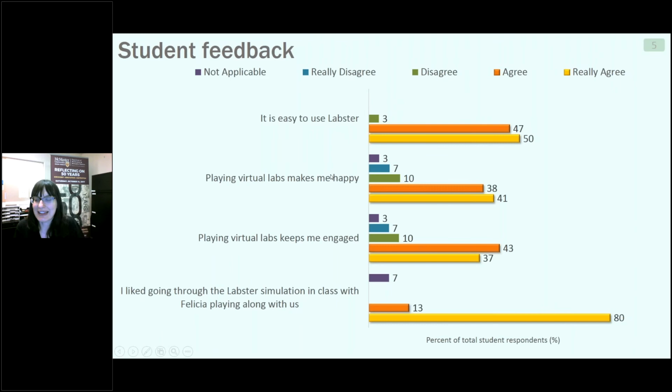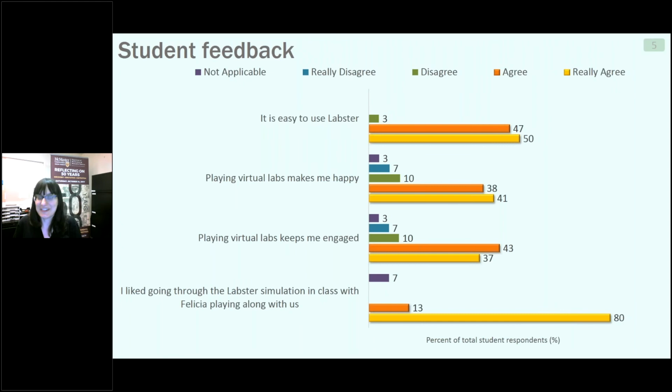So for example, it is easy to use Labster. Most of the students agreed that that is the case. It seems like they're very happy to play the virtual labs, and it keeps them quite engaged. What really floored me, actually, and I wasn't even going to ask this question, I wanted to know if they like going through the Labster simulation in class, with me playing along with them, and they really loved it. And I could actually tell because my class attendance was through the roof, which is awesome. It's always nice to feel wanted.